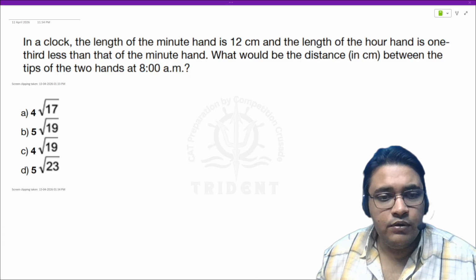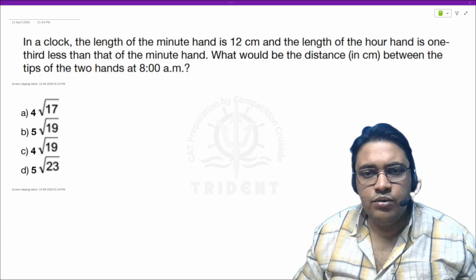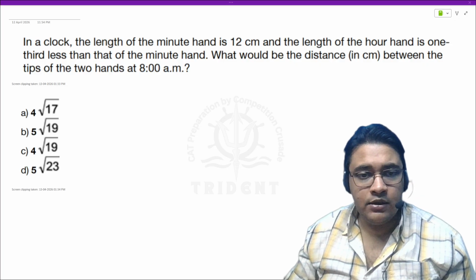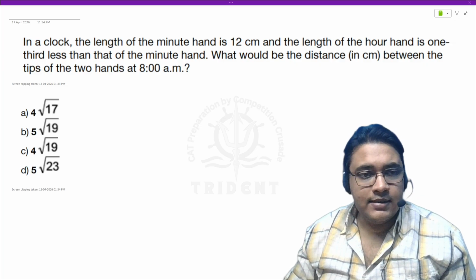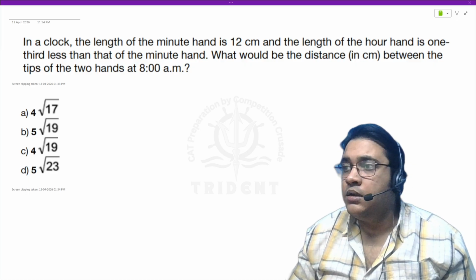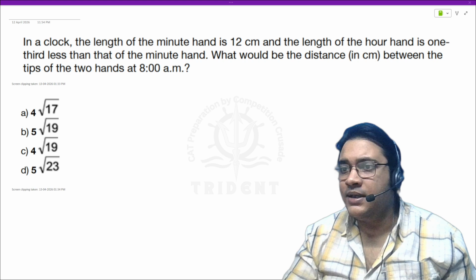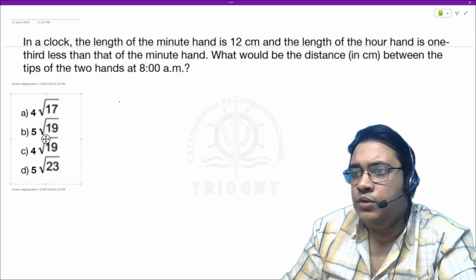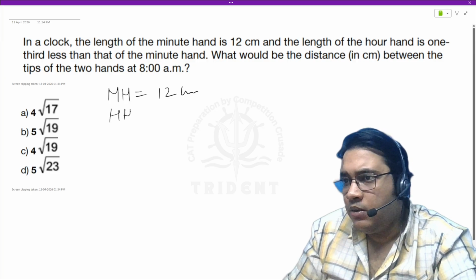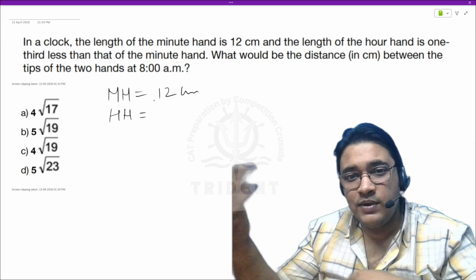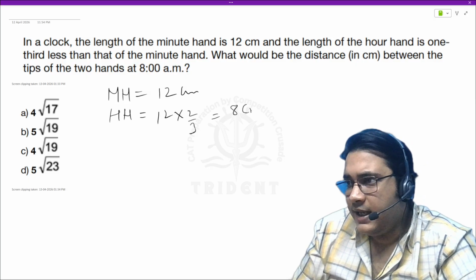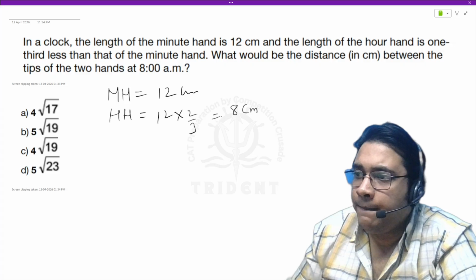Now, before we start solving this question, I would like to just discuss a little bit about what they are saying and what we can do to solve this question. They say that there is a clock that has an hour hand and a minute hand. Hour hand is 2/3 less than the minute hand. Minute hand is 12 centimeter. So you know that minute hand is 12 centimeter. Hour hand is 2/3 less. 2/3 less is 12 into 2 by 3. That is 8 centimeter. So far so good.